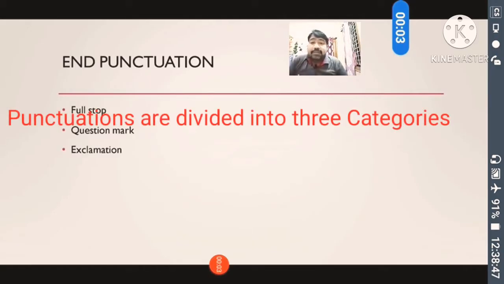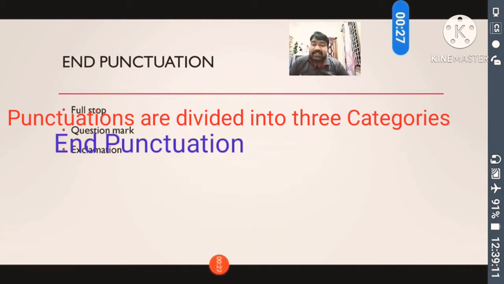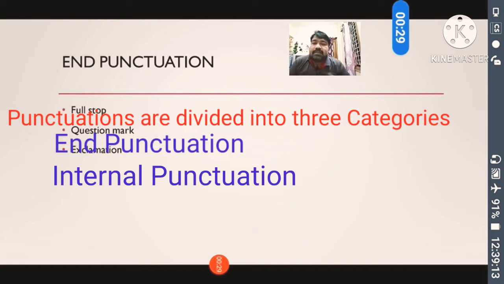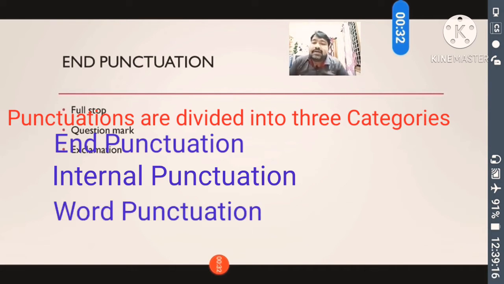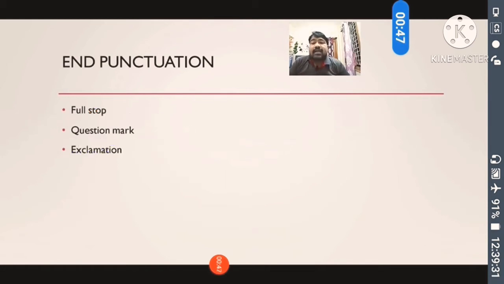Generally, punctuation is divided into three main categories. The first is end punctuation, the second is internal punctuation, and the third is word punctuation. Let us start with end punctuation. In end punctuation, the first is the full stop, the second is the question mark, and the third is the exclamation mark. Now let us move to the examples.